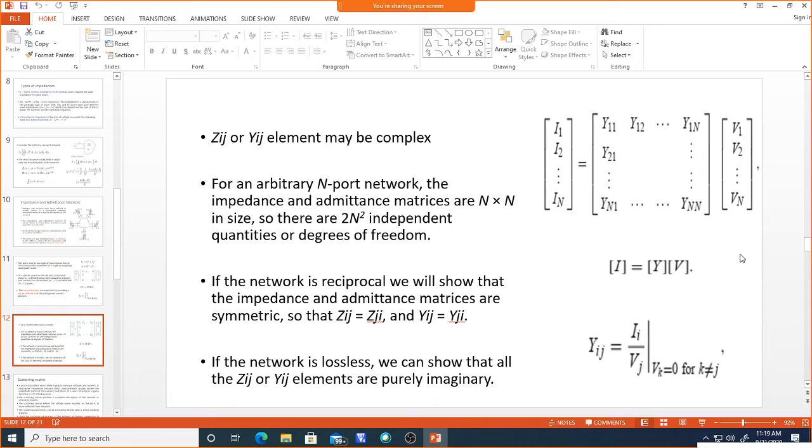Okay, so if you just see, the zij or yij element may be real values or it may be complex, because it will provide some reactance value in terms of complex impedances. So it may be real or complex.